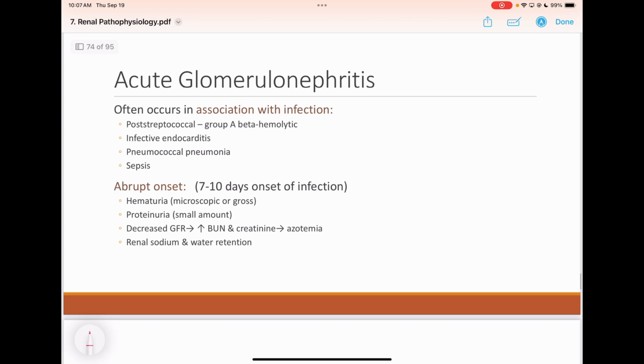So acute glomerulonephritis has an infection there, so you have to ask about recent illnesses. Were they sick recently? What was going on? Some examples: post-streptococcal group A beta hemolytic strep. So when you're studying things, some diseases go with group A, some go with group B strep. So as you're studying, make sure you know, is this a group A strep or group B strep? Pneumococcal pneumonia and sepsis. Abrupt onset, about 7 to 10 days after the onset of the infection. They're going to get hematuria. What's the difference between microscopic and gross?